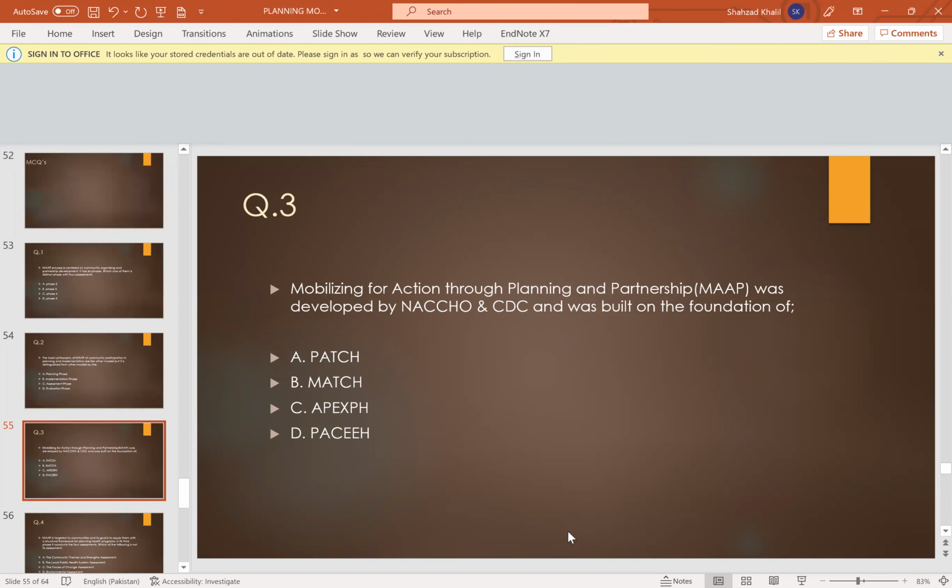Mobilizing for Action through Planning and Partnerships was developed by NACCHO and CDC, and it was built on the foundation of PATCH, MATCH, APEX-PH, and PACE-EH. C is the correct answer. APEX-PH is the Assessment Protocol for Excellence in Public Health, and it is a method for comprehensive public health planning that can be implemented by state and local health departments. So the third option is the correct answer.